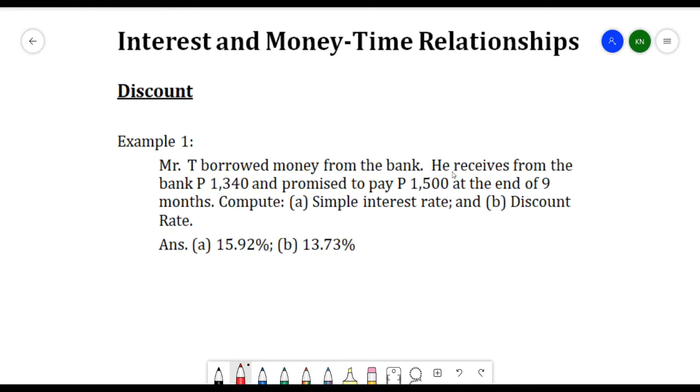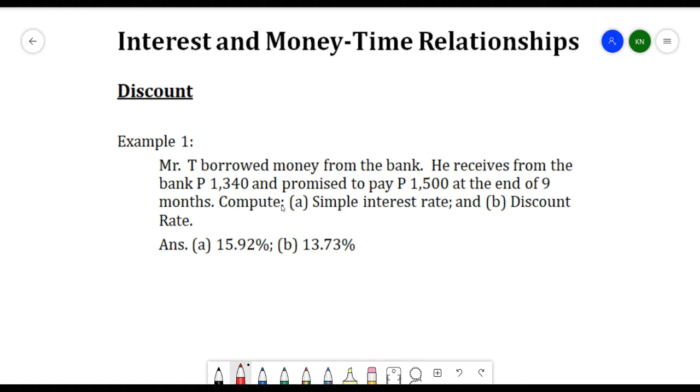So now we're going to answer some examples. We have here Mr. T borrowed money from the bank. He receives from the bank 1,340 pesos and promised to pay 1,500 at the end of 9 months. Compute A, simple interest rate, and B, discount rate.